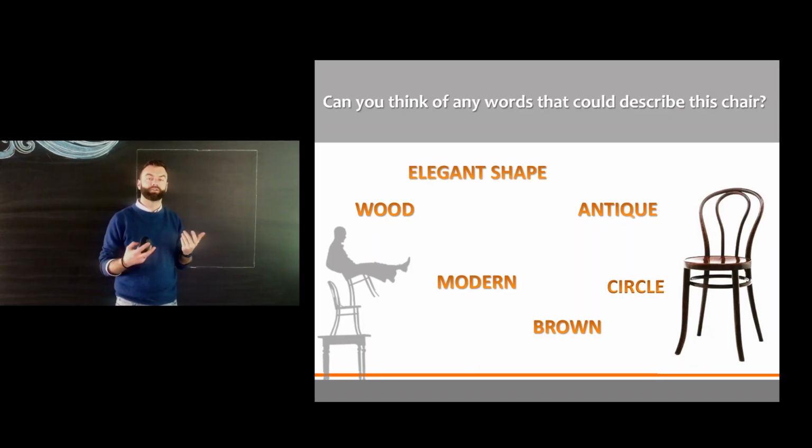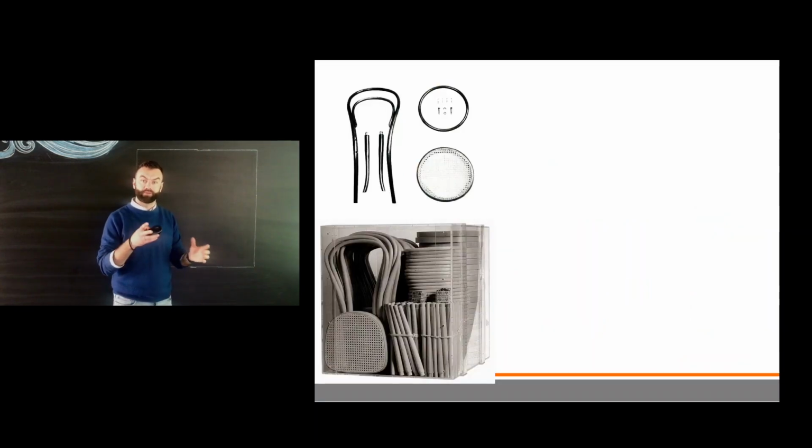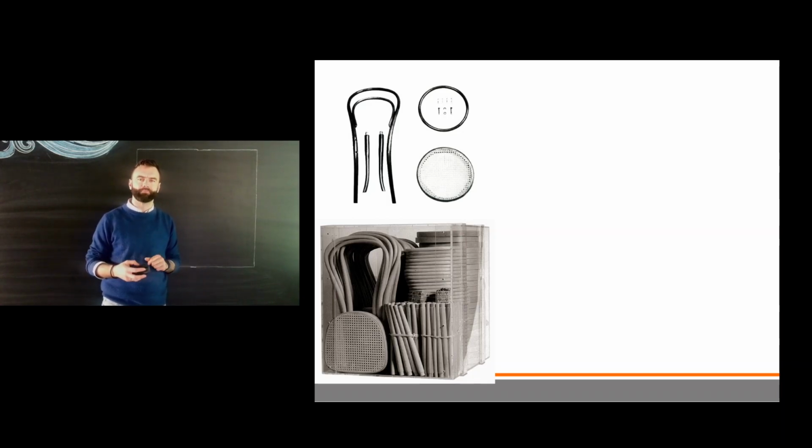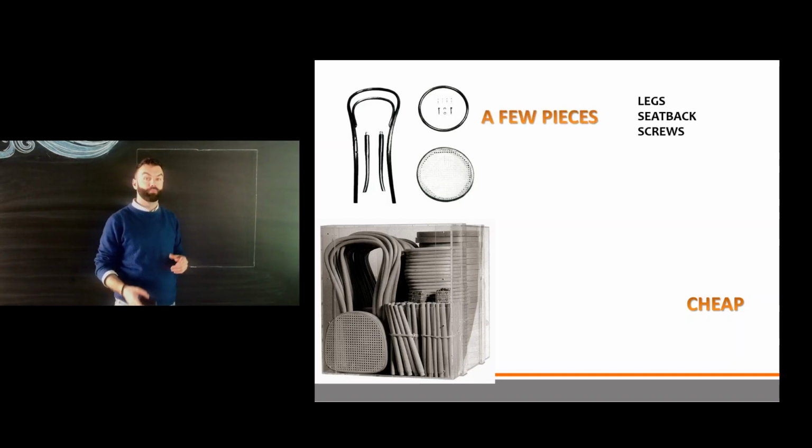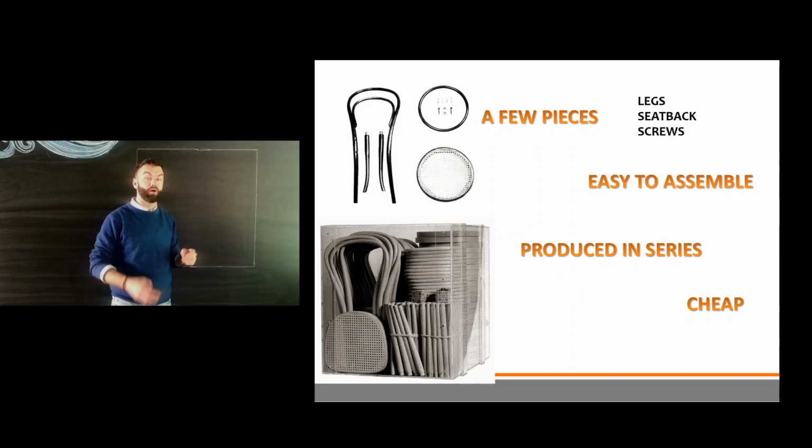All of these words are describing words, and remember, in English we call describing words adjectives. Have a look at the next page and look at all of these individual components. We have a few pieces. How else can we describe what we see? Well, easy to assemble, to put together, produced in a series, cheap, and lots of packaging.